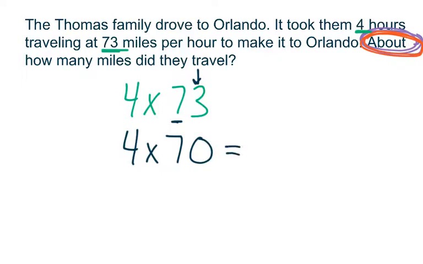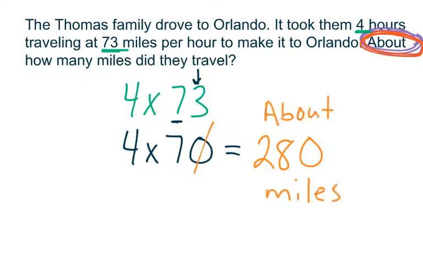Now I'm going to find my estimate. When I multiply this, I'm going to cross out that 0. 4 times 7 is 28. So it says about how many miles did they travel? They traveled about 280 miles to Orlando. Okay, so that was going through, and when I see that word about, it wants me to find an estimate.